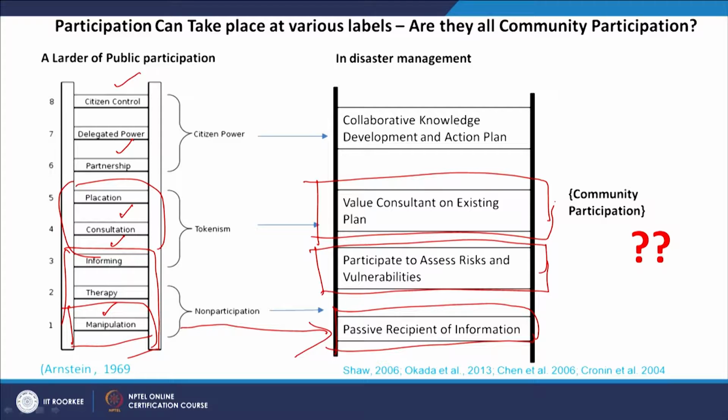Another one is a kind of tokenism, or consultation. Some people say, in the case of disaster risk management, that our focus is that people are not passive recipients, but we actually involve them in understanding the risk, because we know people have different understandings of the risk.